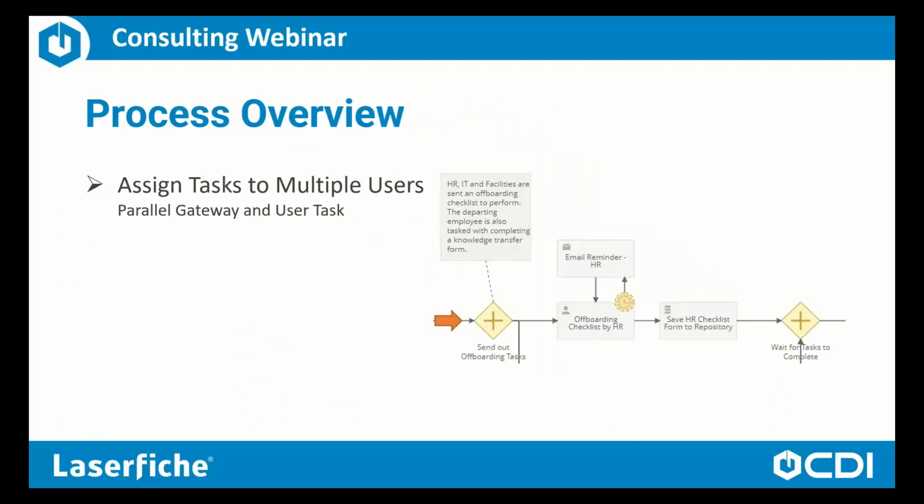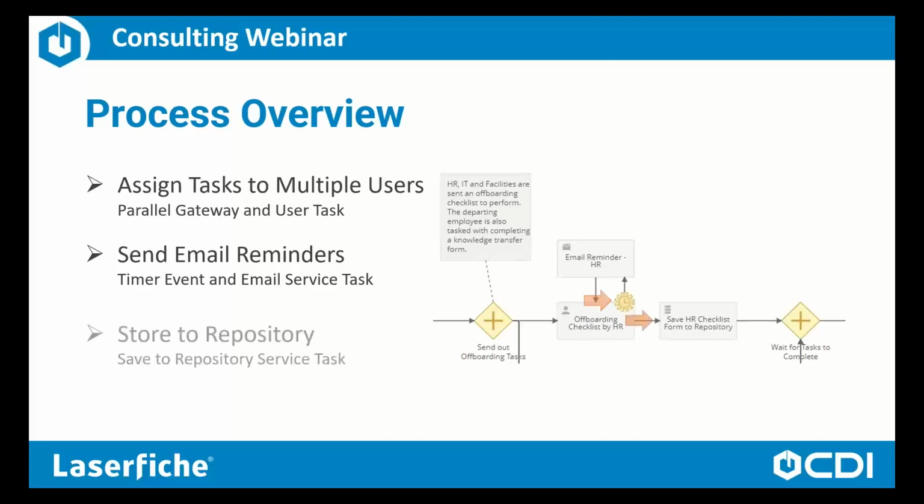A quick overview of our process today. We'll be assigning tasks to multiple users. We'll be using the parallel gateway to assign these tasks in parallel, so multiple departments can work on their tasks at the same time. We'll use a timer event and email service task to automate email reminders to employees that have tasks pending, and will automatically store records of offboarding to our Laserfiche repository in the correct employment folder.